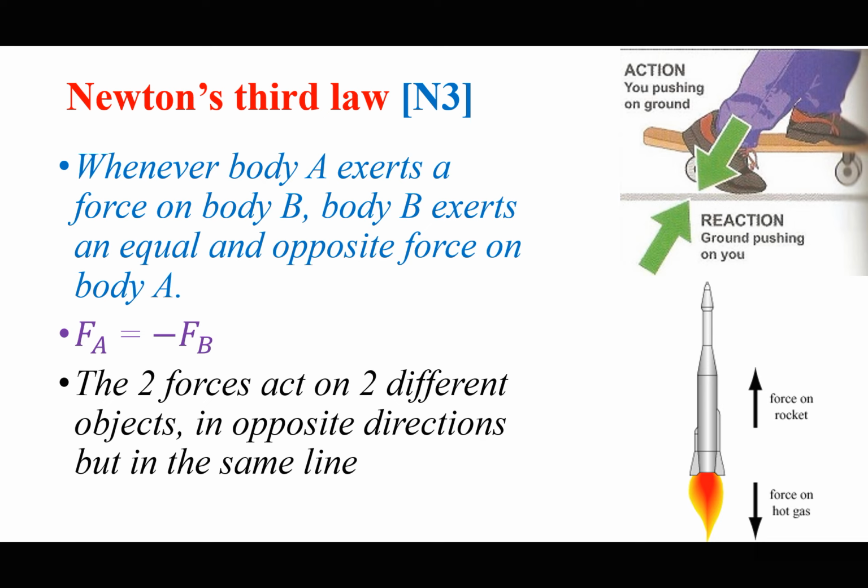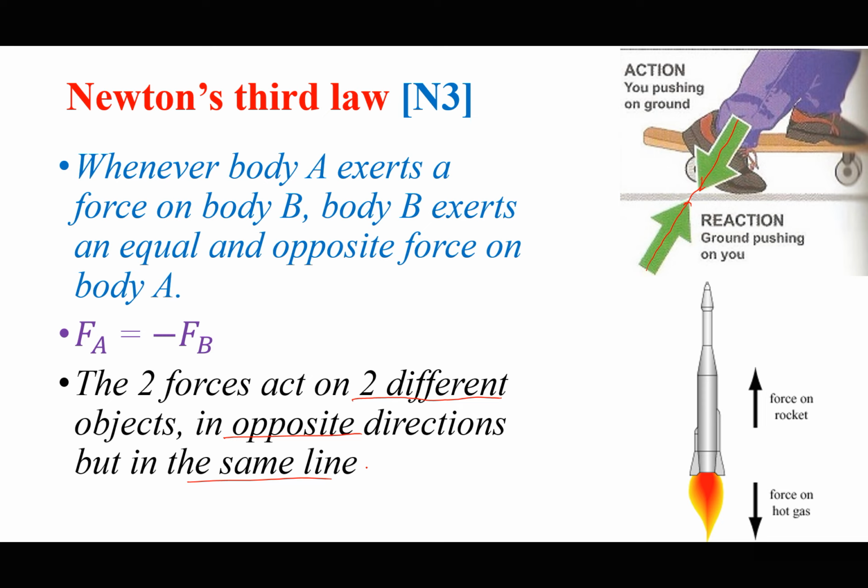Even when you look at the arrows that I have considered here in these animations, these diagrams, these two are in the same line. They are two different bodies. The action is acting on the ground from the person. The reaction is acting on the person from the ground. So the two forces act on two different objects in opposite directions, but in the same line.